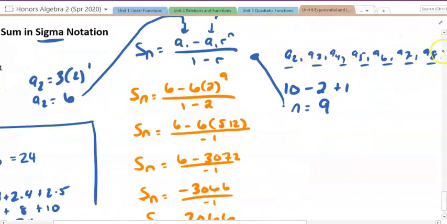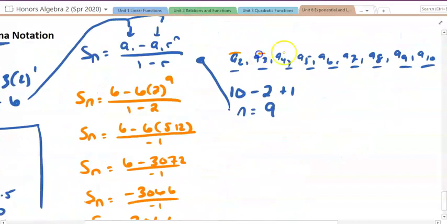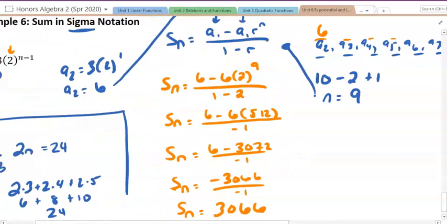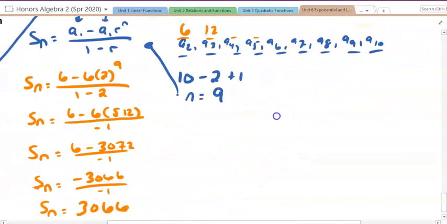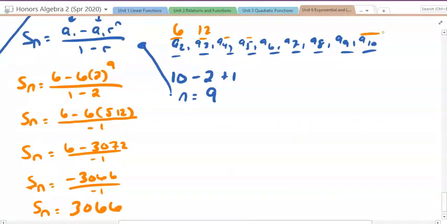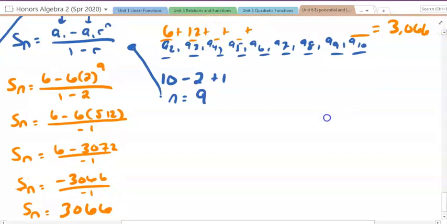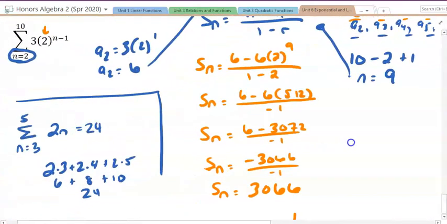So what that means is that if I take all the terms, a sub 2, a sub 3, a sub 4, all the way to a sub 10, and I were to figure out what those terms would be, so this one we know is 6. And if I take the next term, it'd be 2 squared, which is 4, times the 3, so it'd be 12, right? And I go all the way out, and I find all the way out to a sub 10. And then I add all those values together, it'll equal 3066. That's how that problem works.